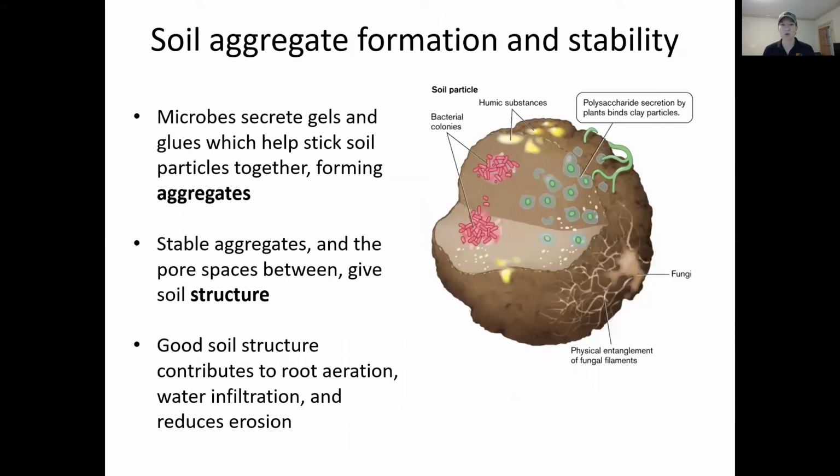Microbes are also important in terms of soil aggregate formation and stability. Microbes secrete gels and glues, and this helps stick soil particles together, forming aggregates. Stable aggregates, and then the pore spaces or empty spaces between them, is what gives soil its structure. And good soil structure helps contribute to root aeration, water infiltration, and helps reduce erosion.